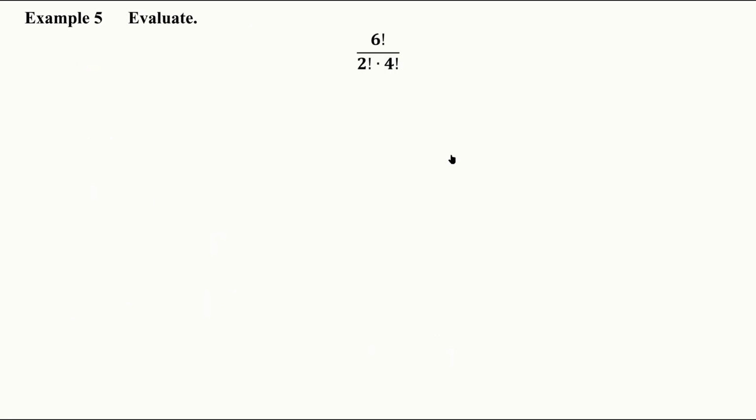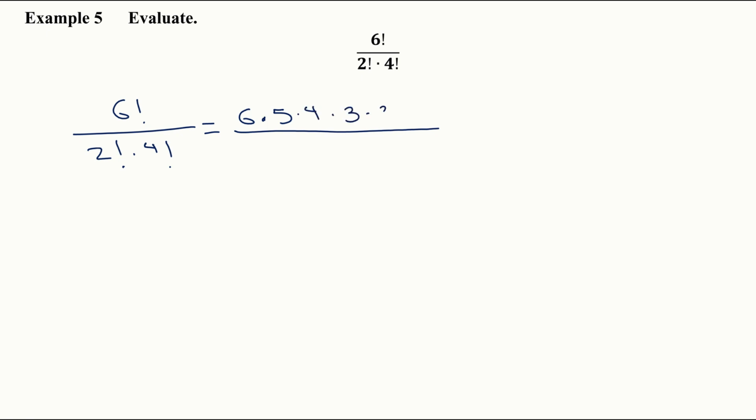All right, let's go ahead and take a look at this expression. So we have 6 factorial over 2 factorial times 4 factorial. Now, rather than just typing this into a calculator, you should work it out by hand, because that gives you a lot of insight into factorial. So we have 6 times 5 times 4 times 3 times 2 times 1. Now down below we have 2 factorial, that's 2 times 1, and 4 factorial, that's 4 times 3 times 2 times 1.